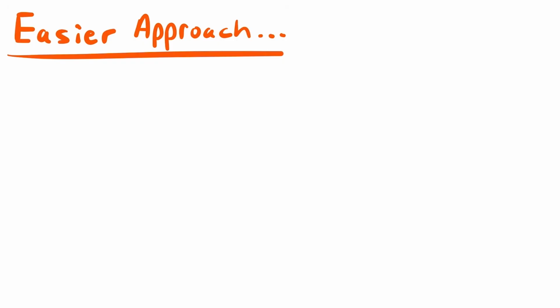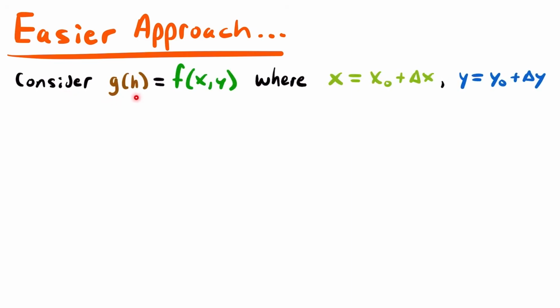And so here's what it's going to look like. What we're going to do is consider a function, g of h, that is equal to a multivariable function, f of x y, where x is equal to x sub 0 plus delta x, and y is equal to y sub 0 plus delta y. Now at first this seems a little bit weird because g of h is a function of h, but it's defined as a multivariable function of x and y that don't seem to be in terms of h. But if you remember from earlier, we defined delta x as being equal to h times the x component of the unit vector u, so u sub 1, and we defined delta y as being equal to h times the y component of the unit vector, u sub 2.